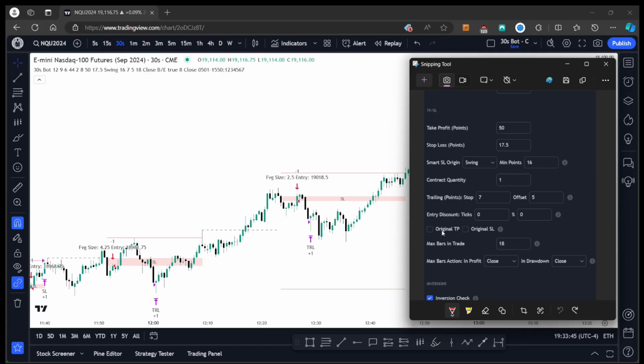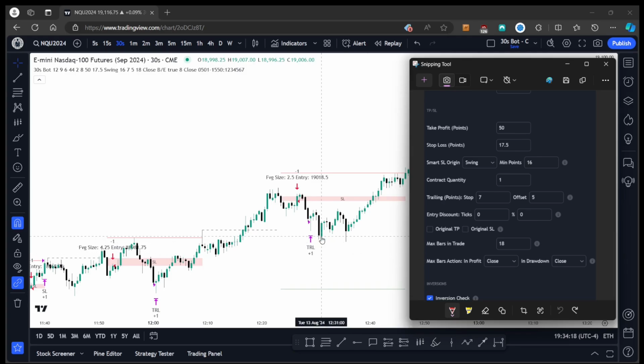And then related to that, you have original TP, original stop loss. If those settings are not set, it'll apply the TP and stop loss to your new entry point. But if you check original TP or original stop loss, it'll actually adjust the values to be smaller and larger depending on your discount adjustment that you've made. The next setting relates to what happens during the trade itself.